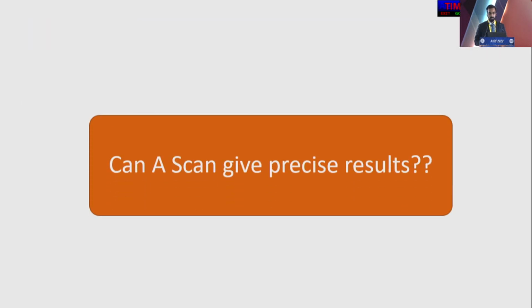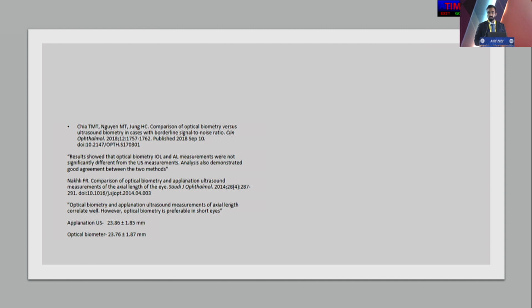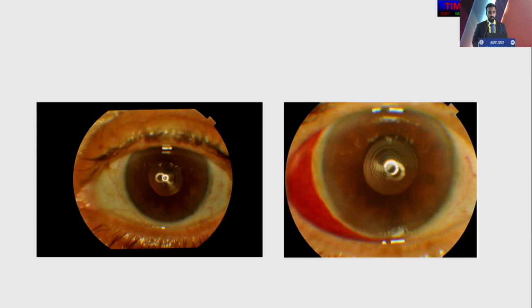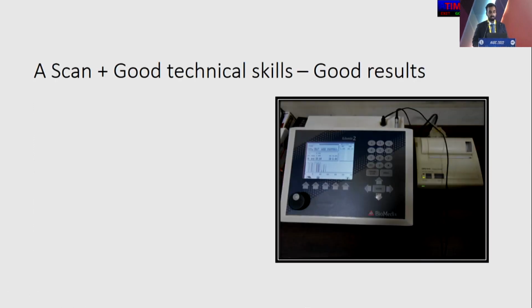So can A scan give you precise results? There are multiple studies and publications out there that are proving that A scan is as good as an optical biometer when done correctly, when you take all the appropriate steps as mentioned above. You can give a good result with a very low post-operative residual outcome, as long as you follow all these preceding measurements. And it should not really deter you from going ahead and giving your patient a premium experience with a premium IOL result. So an A scan with good technical skills can give you good results at the end of the day.